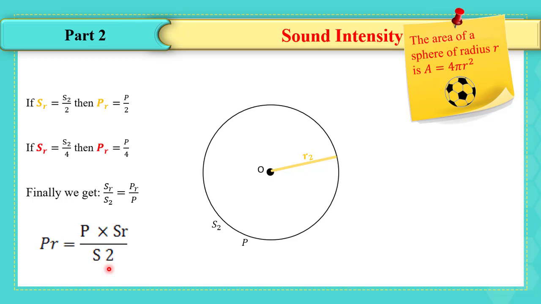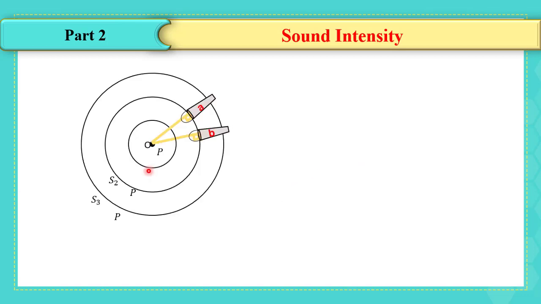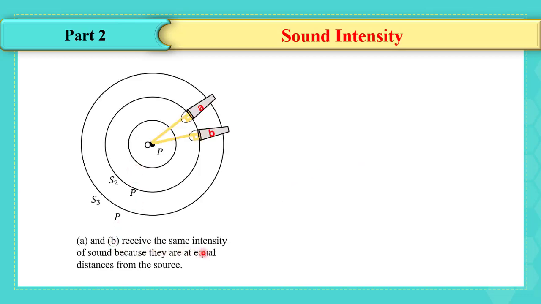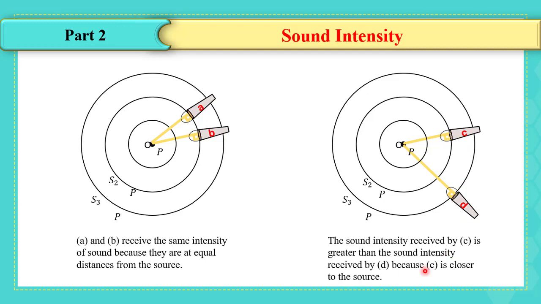But what about being at a different distance from the source? First, we notice that experience shows that two identical microphones A and B at the same distance from the source receive the same loudness, which means that A and B receive the same intensity of sound because they are at equal distances from the source, and the sound intensity received by C is greater than the sound intensity received by D because C is closer to the source.